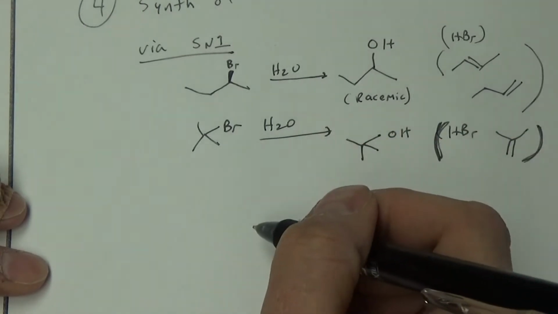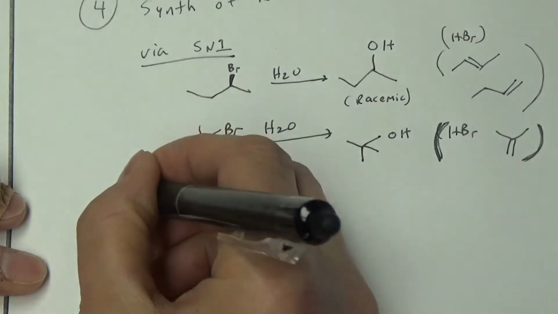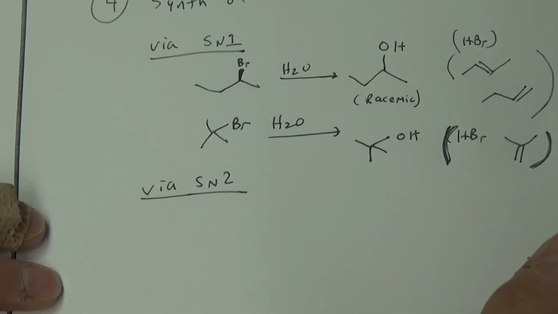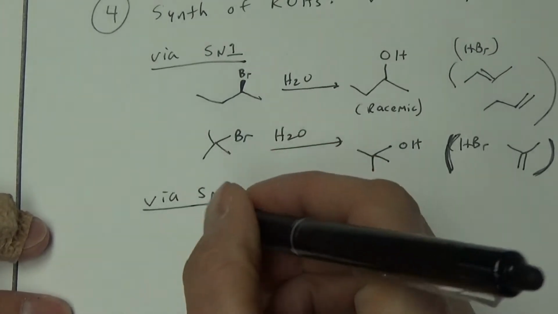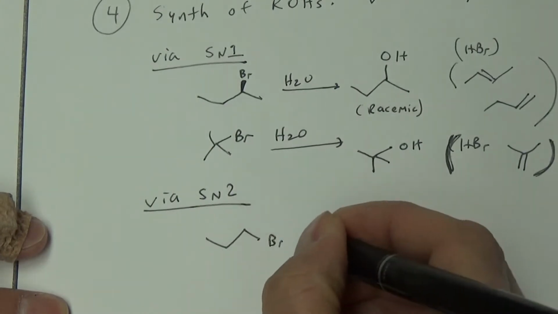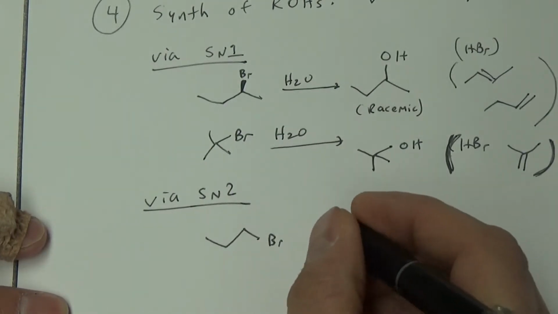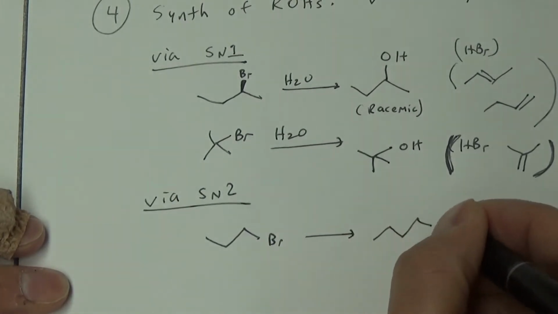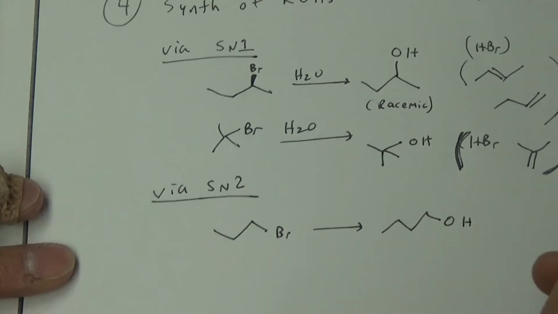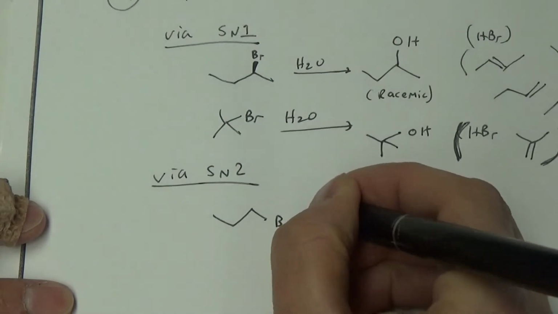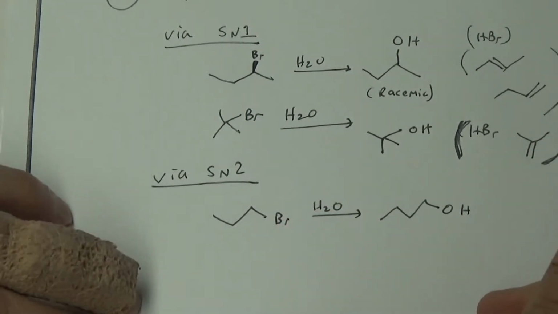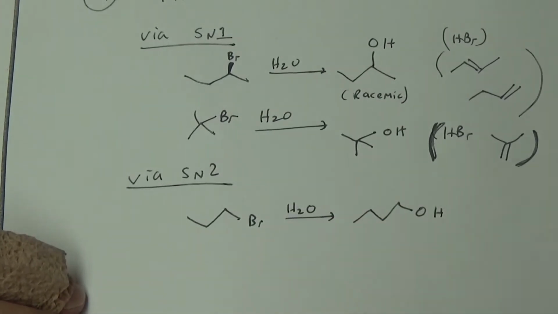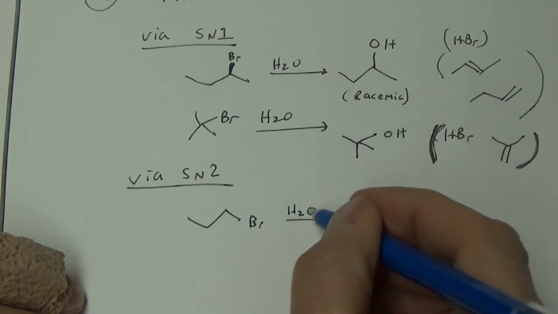That's all old news for you because you're experts at SN2 and SN1. What about via an SN2 reaction? Are there any ways to make alcohols via the SN2 reaction? And yes, there are. For example, if I had a primary bromide, could I do a solvolysis the same way as I did up here, with H2O? Can you do a solvolysis on a primary? And the answer is definitely no.